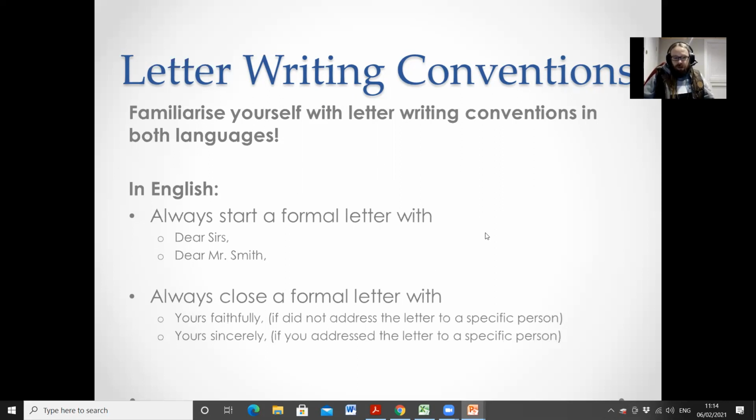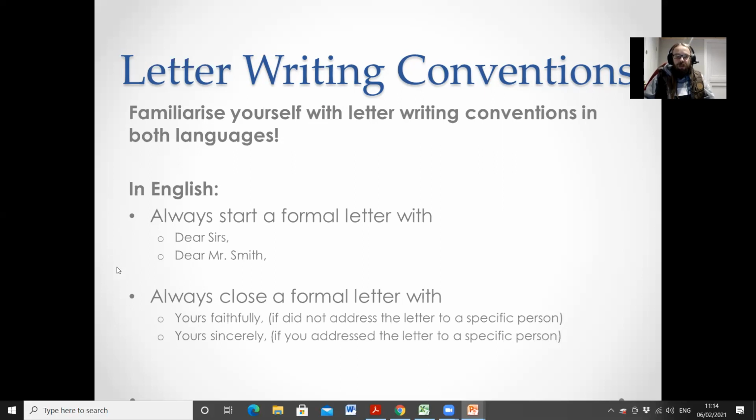I'm not going to teach you about letter writing conventions in your language. That's up to you, because the odds are I might not speak your language. That's your research. The onus is on you to do that, and you should do that if you want to do well in the exam, because it might be relevant. But in English, as far as the exam is concerned, follow these simple rules.